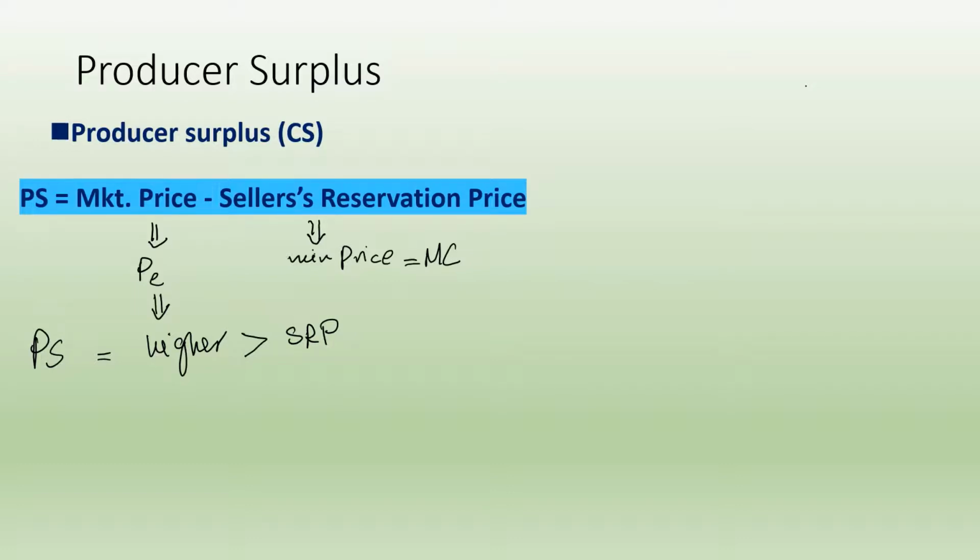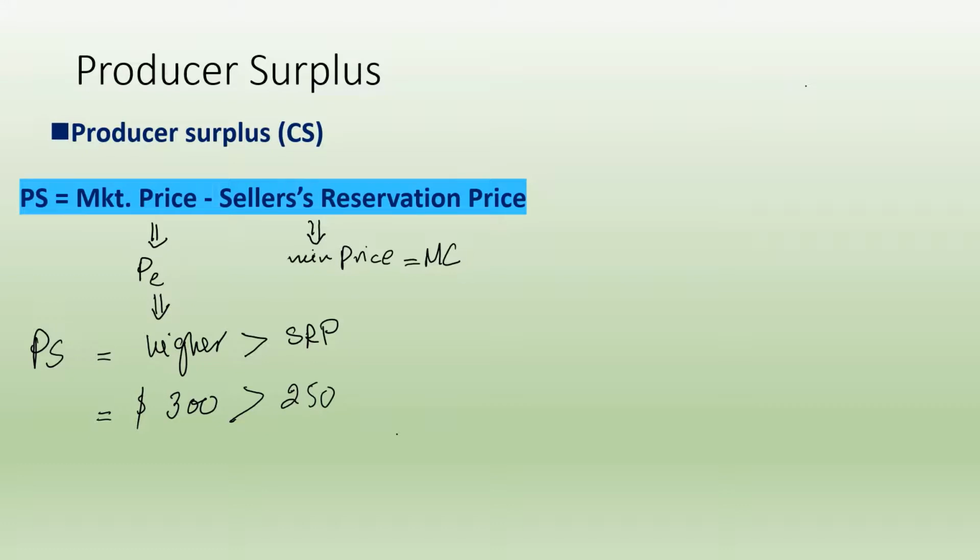So for example, for the good which the seller is producing and selling in the market, let us again take the example of the laptop market. Here, if the market price of a laptop is, let us suppose, $300, but the seller's reservation price or the marginal cost of producing one unit of laptop is, let us suppose, only $250.